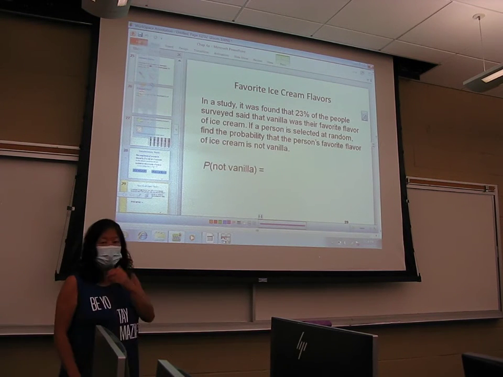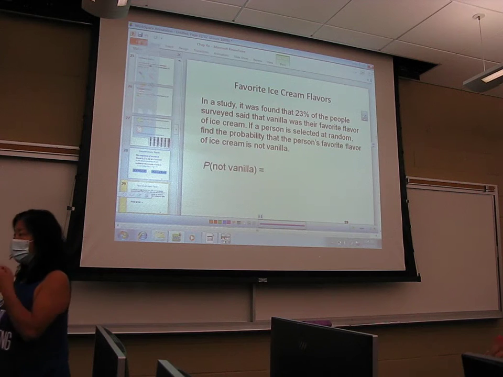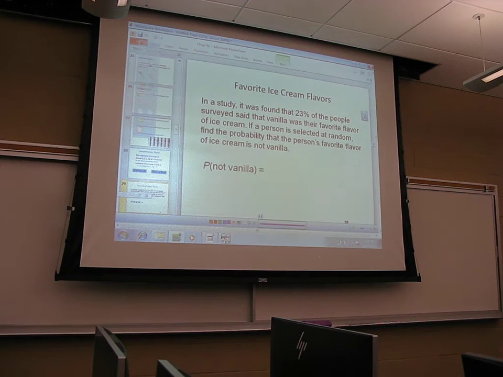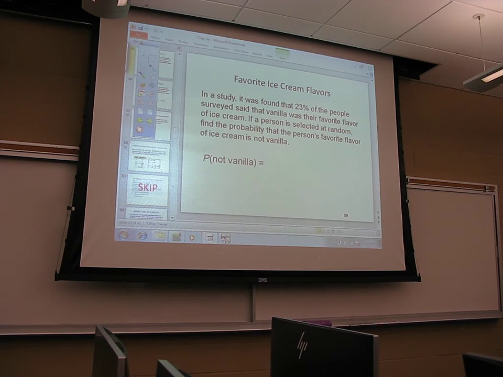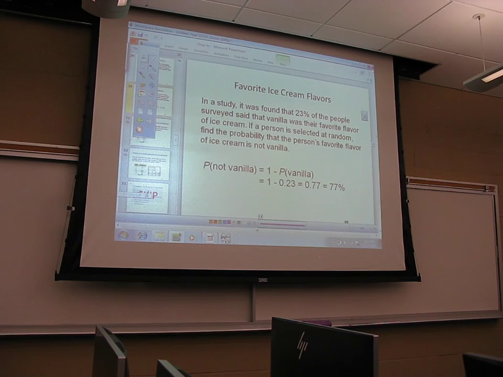So 23% have vanilla as their favorite. 23%. If I buy something for 23 cents and give them $1, how much change should I get? 77 cents. So 0.77 or 77%. Right, it's the rest of them, everybody else. Those are complements. Here it is prettier. Okay.